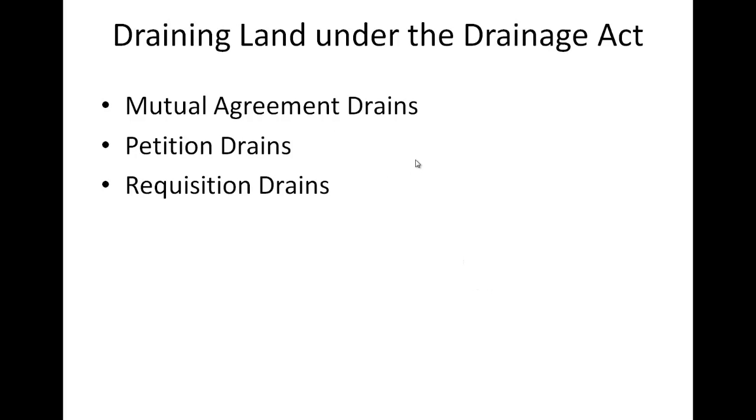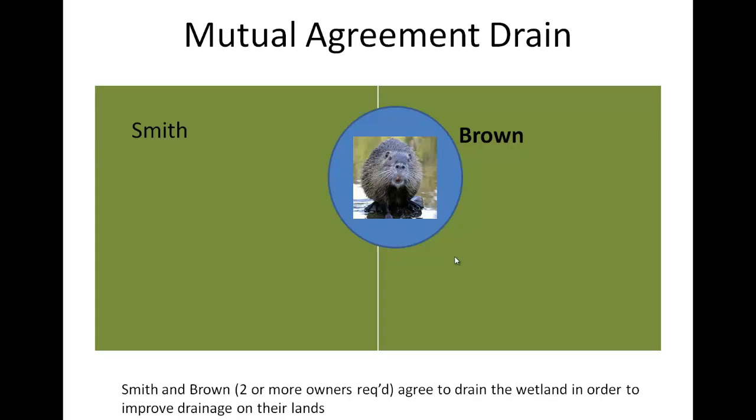Now, in Ontario, the Drainage Act looks at 3 mechanisms by which drains can be approved. And these are the 3: mutual agreement drains, petition drains, and requisition drains. The mutual agreement drain applies to 2 owners, and in this example I have Smith and Brown sharing a wetland property, and they would both like to have the wetland drained. So in the mutual agreement drain, just as it sounds, they are in mutual agreement.